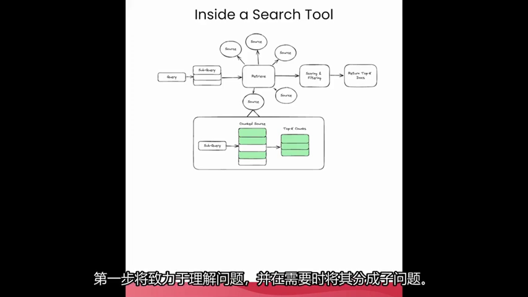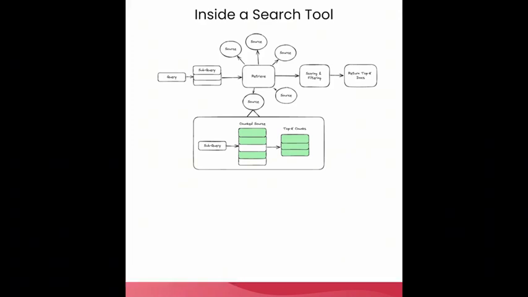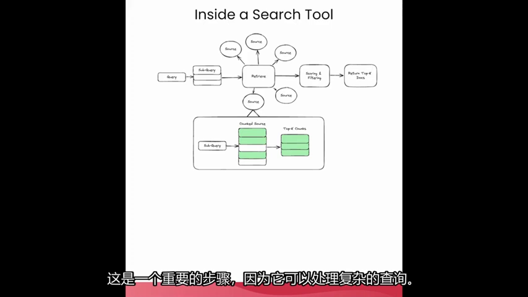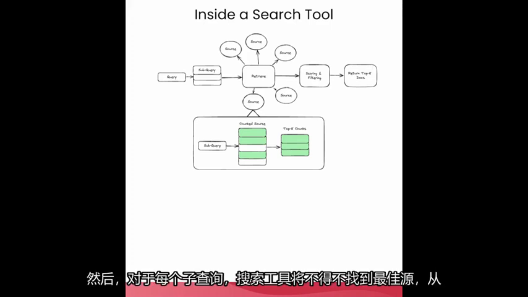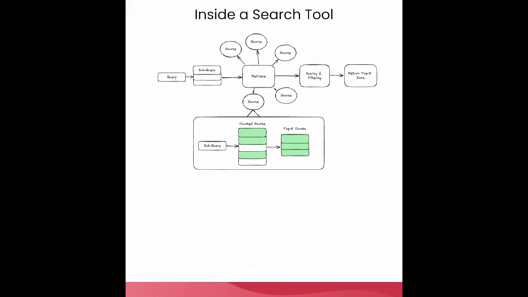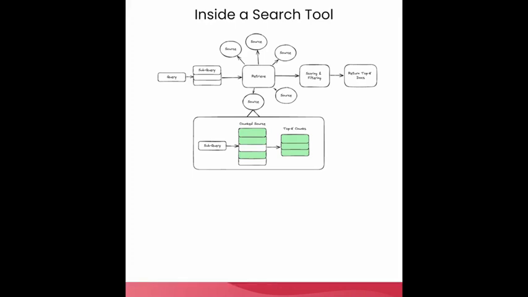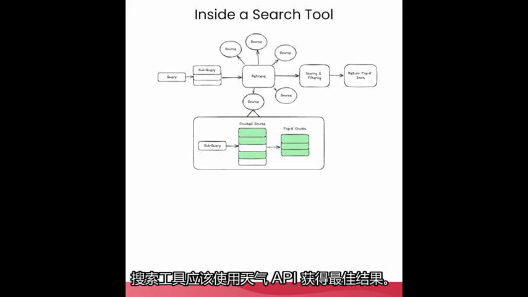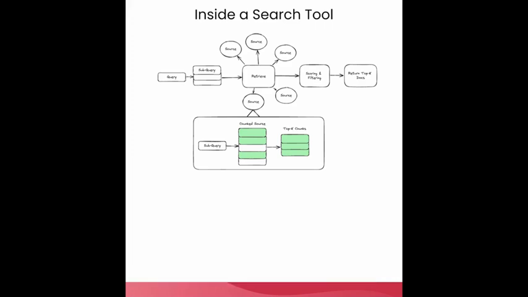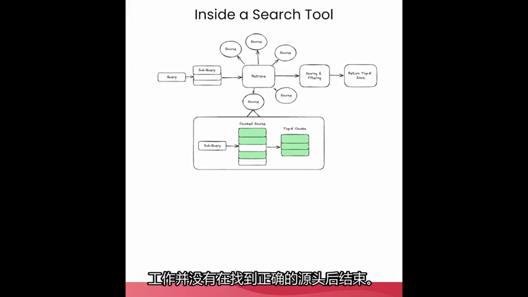The first step would work on understanding the question and dividing it into sub-questions if needed. This is an important step because it can handle complex queries. Then, for each subquery, the search tool will have to find the best source, choosing from multiple integrations. For example, if an agent would ask, "How is the weather in San Francisco?" the search tool should use a weather API for best results. The job doesn't end with finding the correct source. The search tool would then have to extract only the relevant information to the subquery.